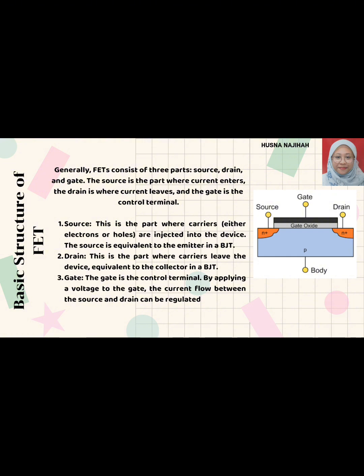Drain is the part where carriers leave the device. Drain is also equivalent to the collector in a BJT. Gate is the control terminal. By applying a voltage to the gate, the current flow between the source and drain can be regulated.